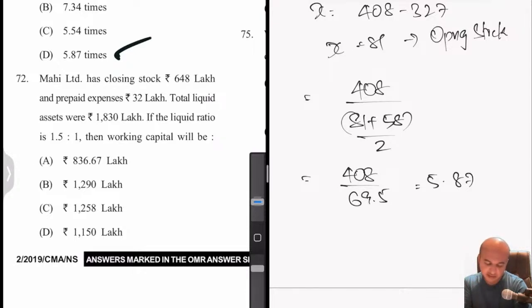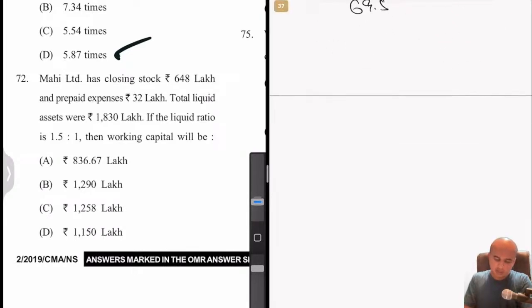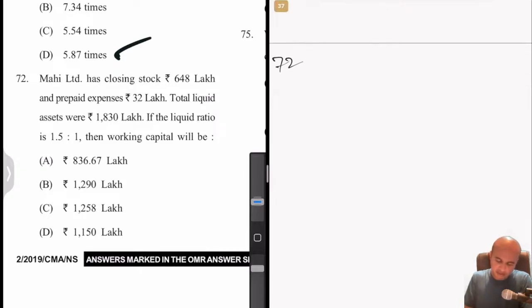Liquid assets is there, we can easily identify current assets, no? With that we can identify what is required. Okay, let's do this. Question number 72. Now in this case, what is that they have asked? Working capital. We know working capital is nothing but current assets minus current liabilities.